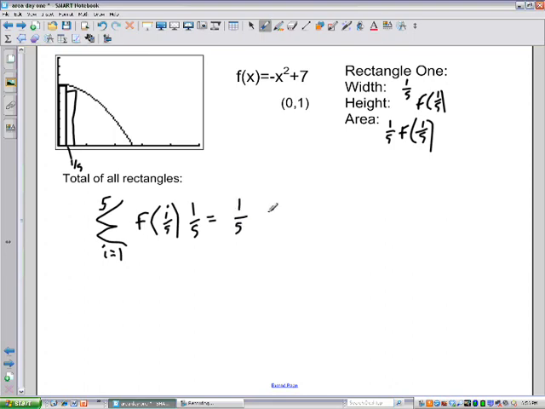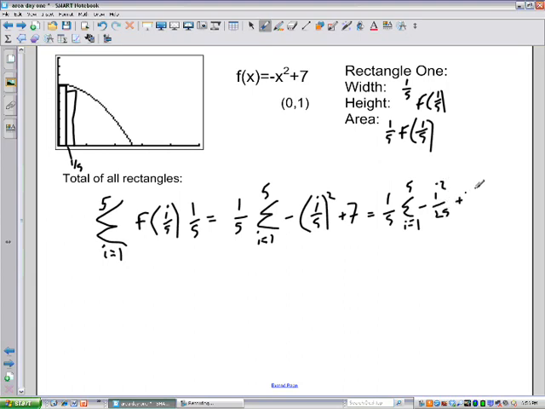Okay, so we're going to continue through this. We've got 1/5, which is just a constant, so we can bring that out in front of the summation notation, and the sum is from i equals 1 to 5. f of i over 5 just means we take i over 5 and put it in where x was. So we get negative (i over 5) squared plus 7. So we're just adding up those 5 particular terms. Now we've got our formulas for the sum of the i's and the sum of the i squareds, so let's write it out. 1/5, the sum from i equals 1 to 5 of negative i squared over 25 plus 7.